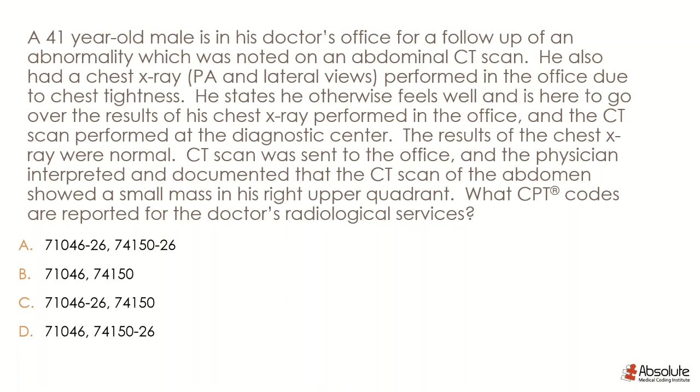A 41-year-old male is in his doctor's office for a follow-up of an abnormality noted on an abnormal CT scan. He also had a chest x-ray, PA and lateral views, performed in the office due to chest tightness. He states he otherwise feels well and is here to go over the results of his chest x-ray performed in the office and the CT scan performed at the diagnostic center. The results of the chest x-ray were normal. The CT scan was sent to the office and the physician interpreted it and documented that the CT scan of the abdomen showed a small mass in his right upper quadrant.